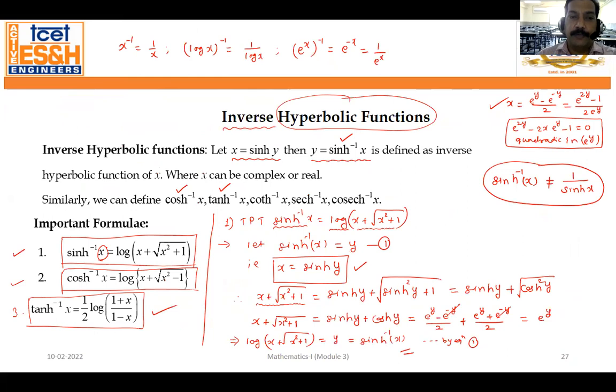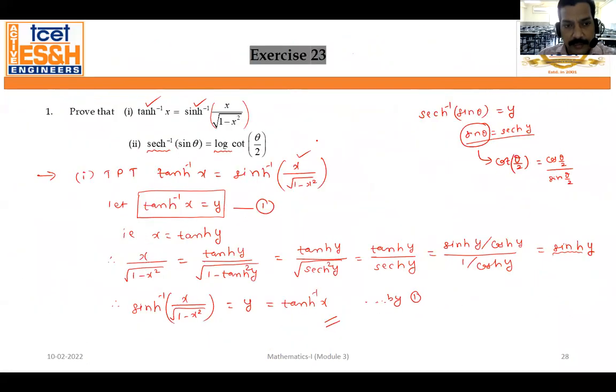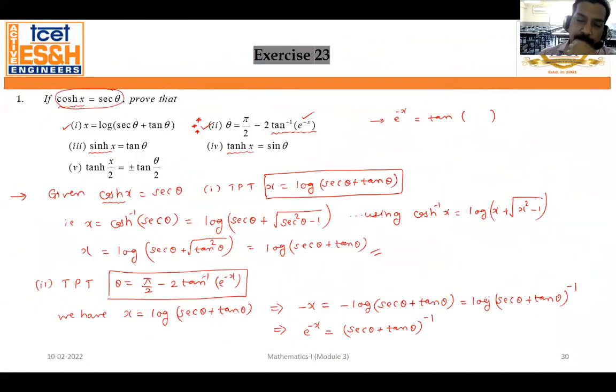Okay, let me take you to the flashback. Look at this example. Tan x by 2 is equal to tan hyperbolic of u by 2. इससे मैंने प्रूव किया था sin hyperbolic of u is tan x, cos hyperbolic of u is sec x, and u is equal to log of tan of pi by 4 plus x by 2. Look at this example and look at this example. क्या डिफरेंस है दोनों में बताओ?